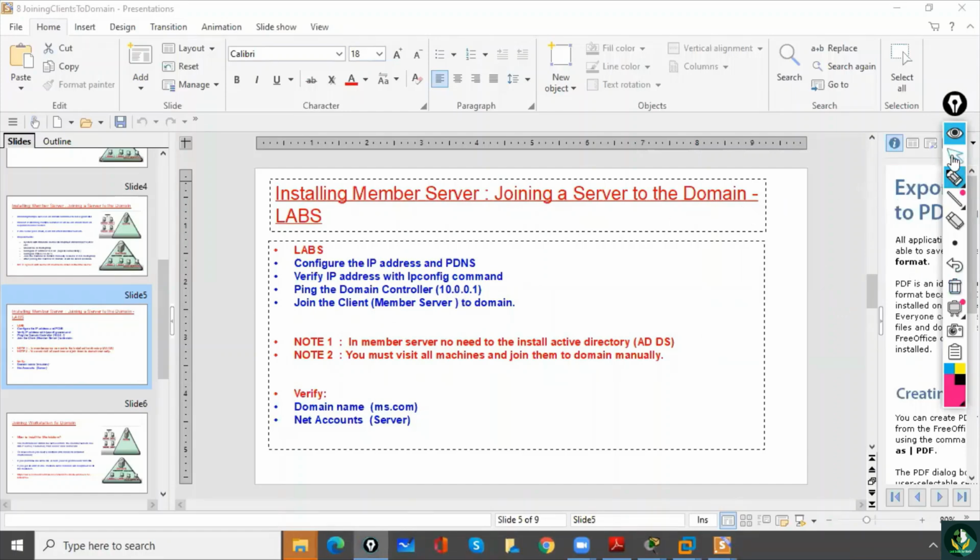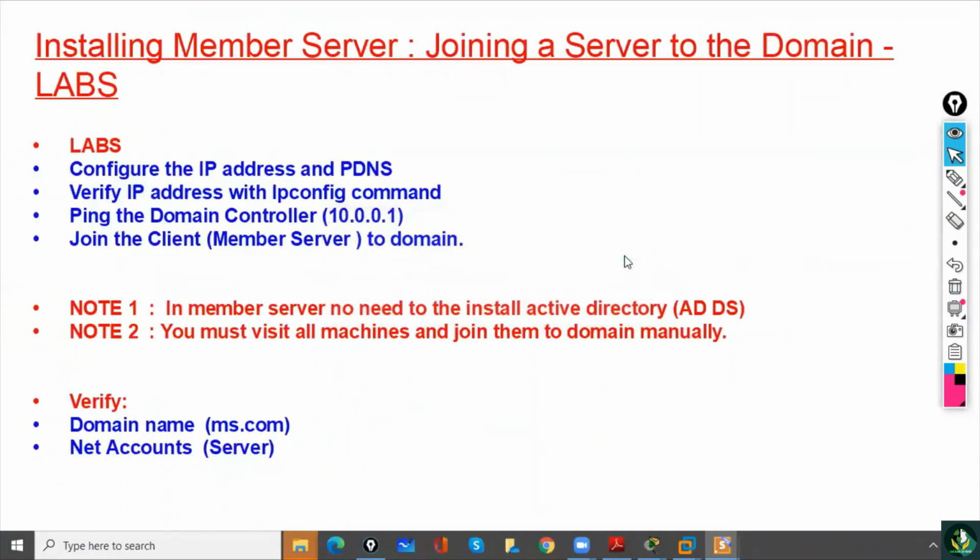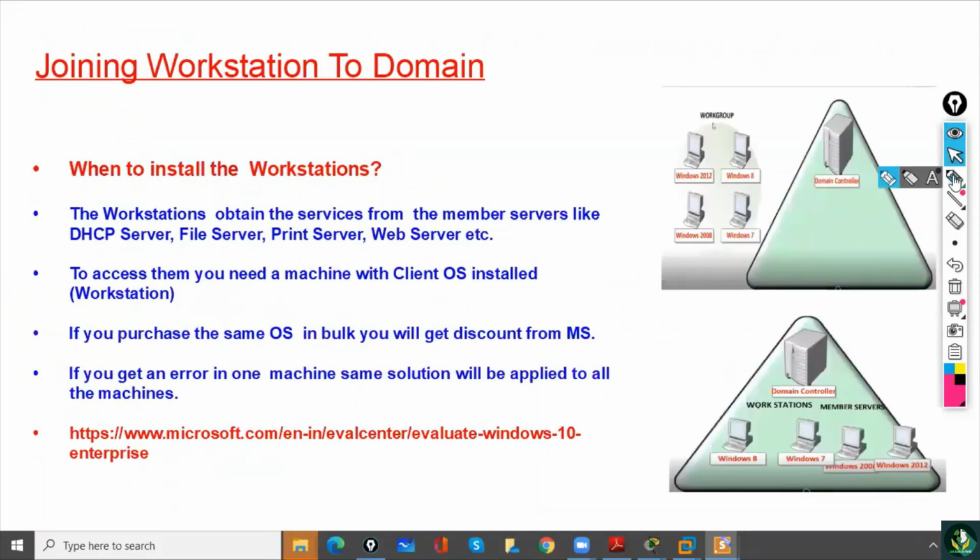After that, guys, when to install the workstations. We have seen when to install the member server. Now let us try to understand when to install the workstation. So workstations obtain the services from the member server like DHCP server, file server, print server, web server, etc. To access these services, you need a machine with a client operating system installed. So these are the client machines, and they will take the services from the server. Okay, and if you purchase the same operating system in bulk, you will get the discount from Microsoft.